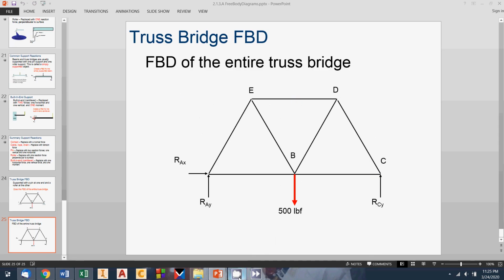So today in your homework, you're going to draw some free body diagrams for some objects.